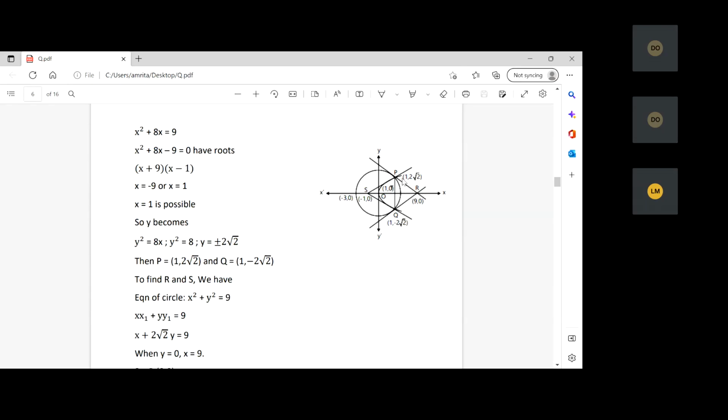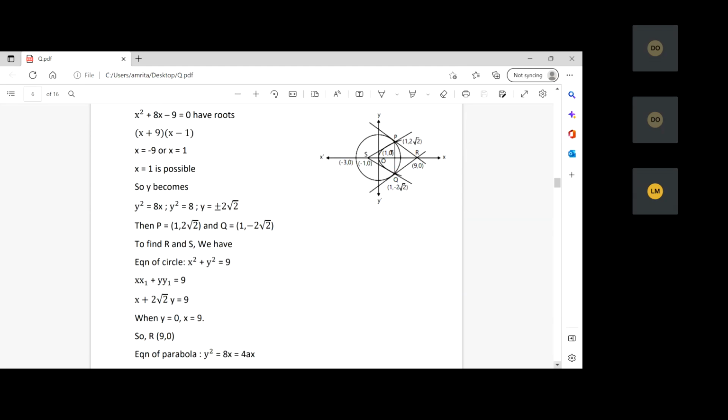We know these two. Now I need to find the values of R and S, so I need to use the equation of the circle and the equation of the parabola. The equation of the circle is x² + y² = 9, which is given. So we can write this as xx1 + yy1 = 9. Once you substitute, it's x + 2 root 2 y = 9. When you substitute y = 0, you have the value of x equal to 9. So you got the first point, which is R, (9, 0).